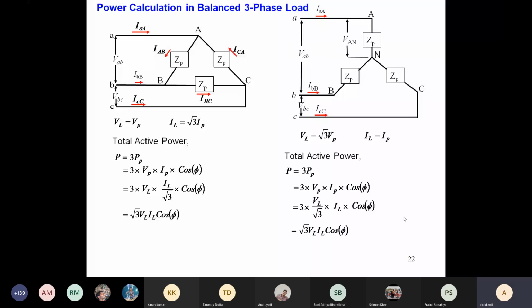So irrespective of the nature of the load, whether it is star connected or delta connected, if your line voltage and line currents are given, and if you know the power factor of the load, obviously it is a balanced load, then the total power is root 3 VL IL cos phi. You don't need to find out the phase quantities if you know the line quantities.